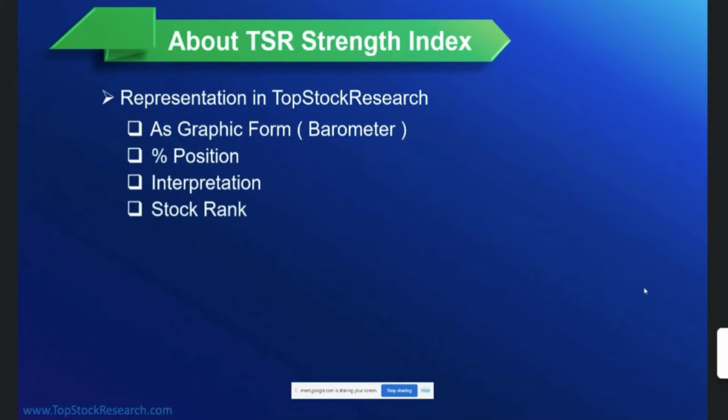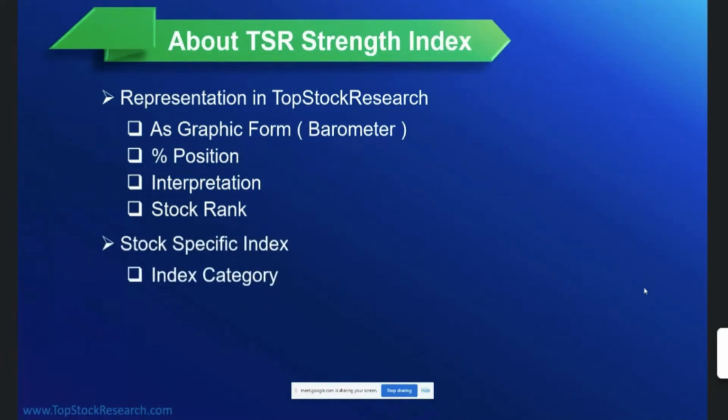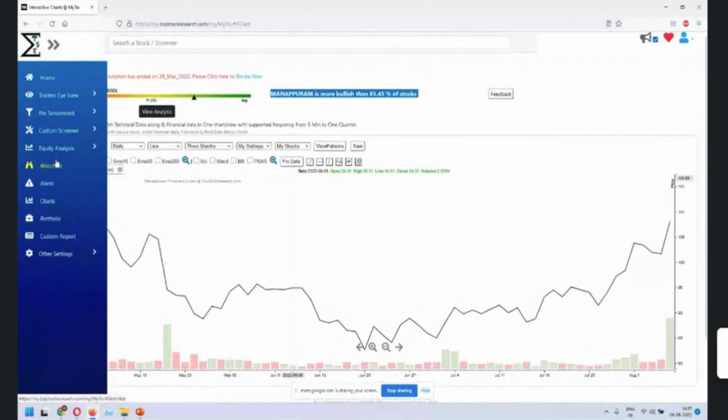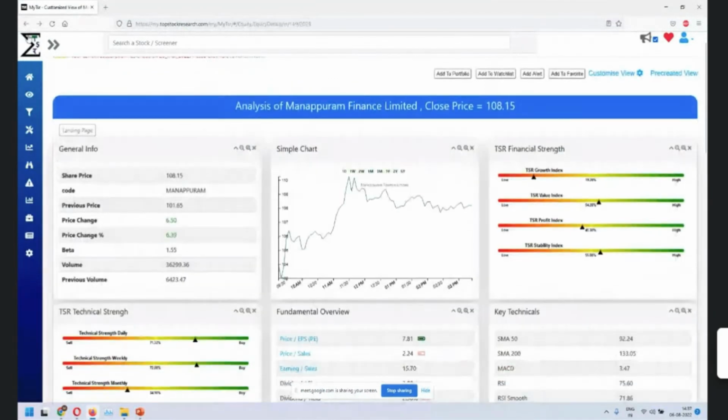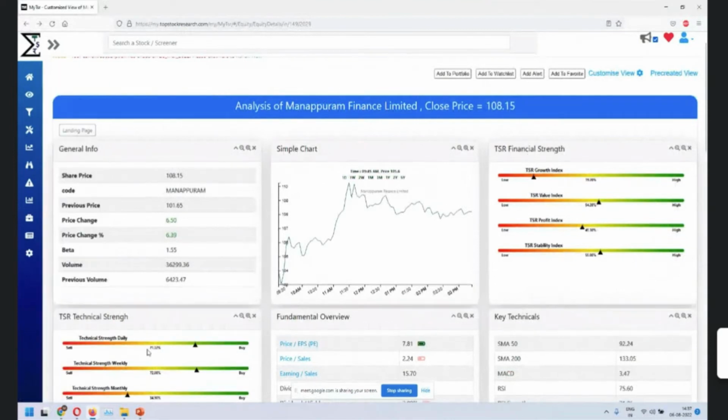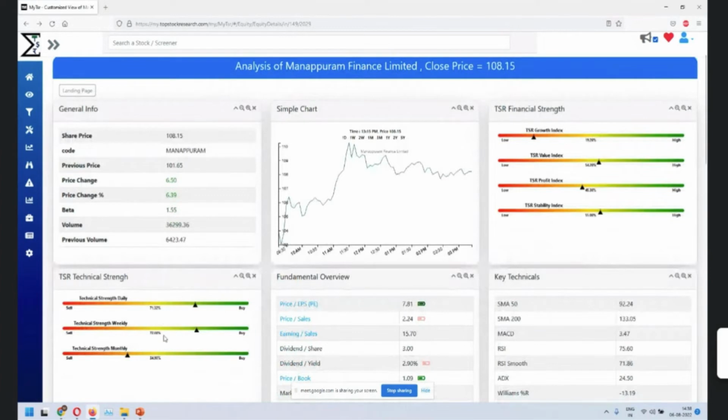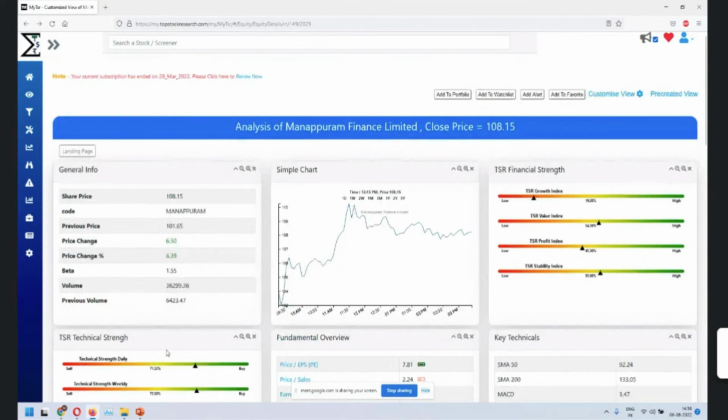Interpretation, we'll cover that. Stock rank, we've seen a bit, but we'll cover that in more detail in coming slides. Stock specific index, you can have index category and tick. Index category, as we discussed a while back, can be financial or technical. The broad categories in financial are growth index, value index, profit index, stability index. In technical, we have daily, weekly, monthly, 5 minutes, 10 minutes. So there are a lot of different ticks available. We'll cover them.